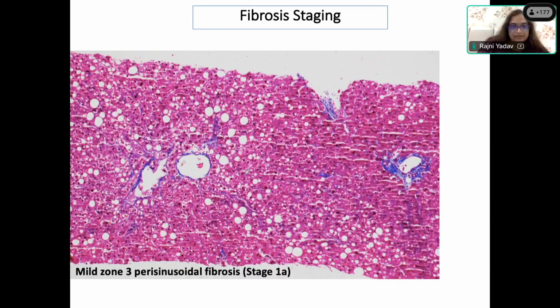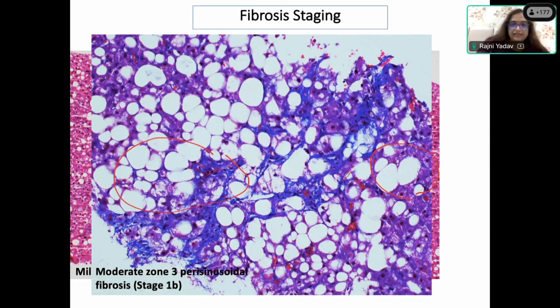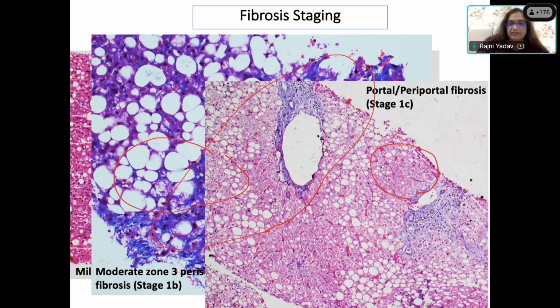So these are the examples. In this case, see, this is the central vein and there are minimal blue strands going out from the vein along the sinusoids. That's the very delicate and earliest stage of fibrosis, 1A. Now see, that's the portal area and that looks fine. In this case, the fibrosis has become thicker, but it is again creeping along the sinusoids in between the steatotic hepatocytes. So that is 1B. Then here we have portal fibrosis only.